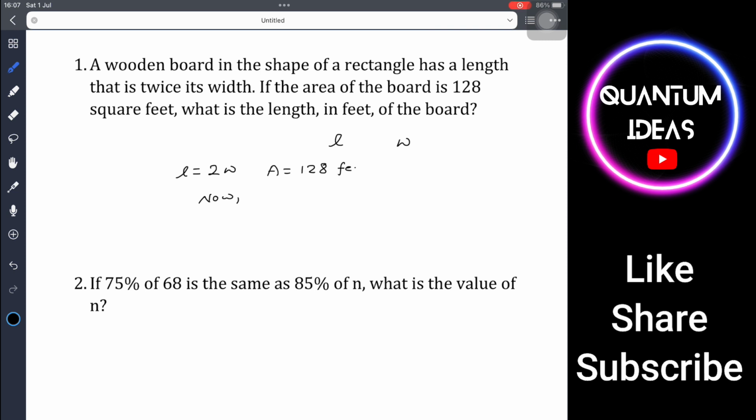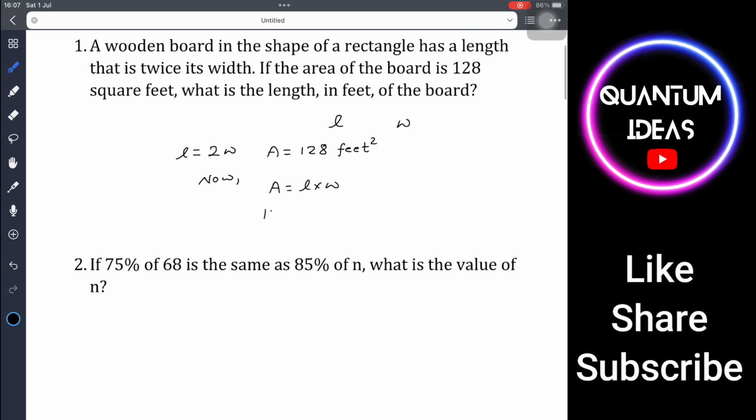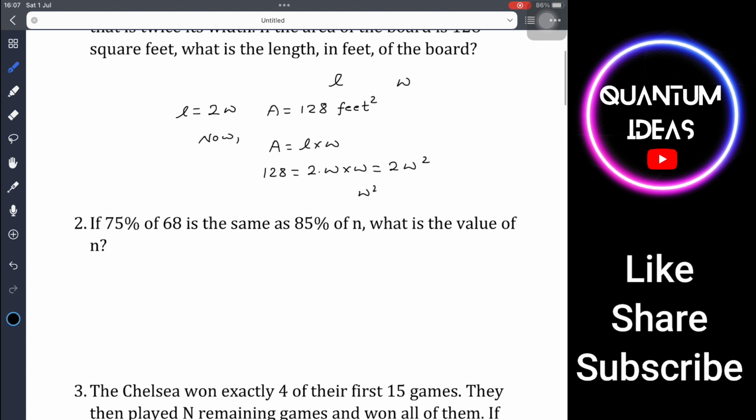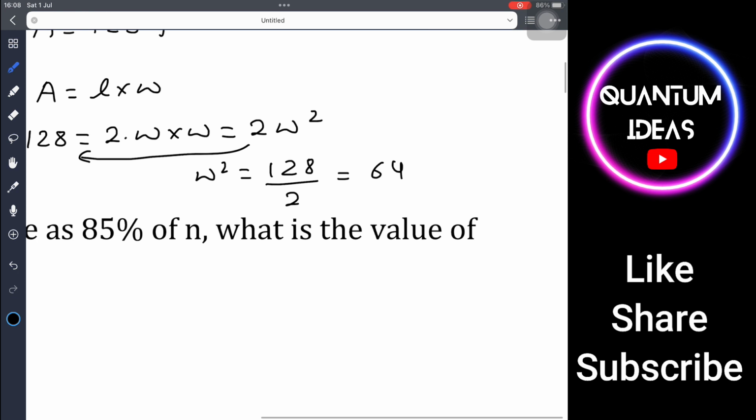Now let's use the formula of the rectangle. A is equal to length times width. So area is 128. What is length? Length is 2 times width, into width. So this is equal to 2 times width squared. So 2 width squared equals 128. This 2 goes to that side, we will divide 128 over 2, and this will equal 64. And if you solve this, we get width is equal to 8.